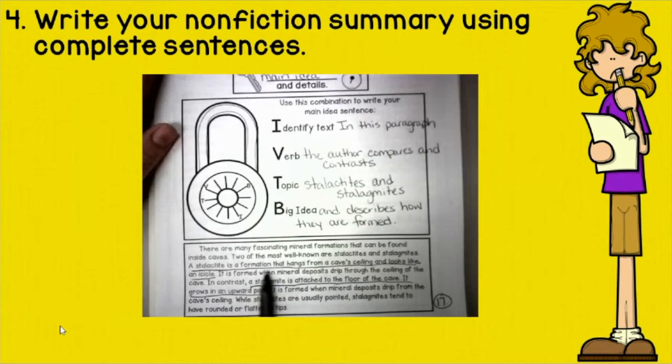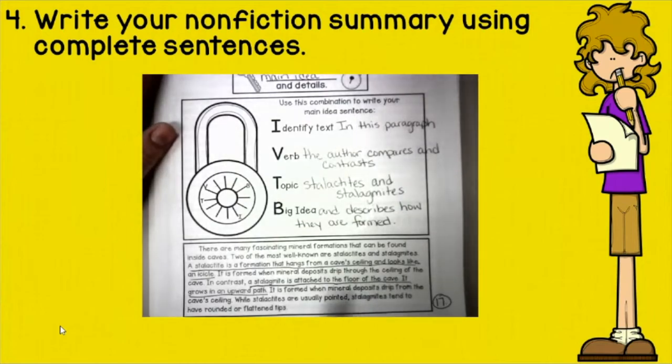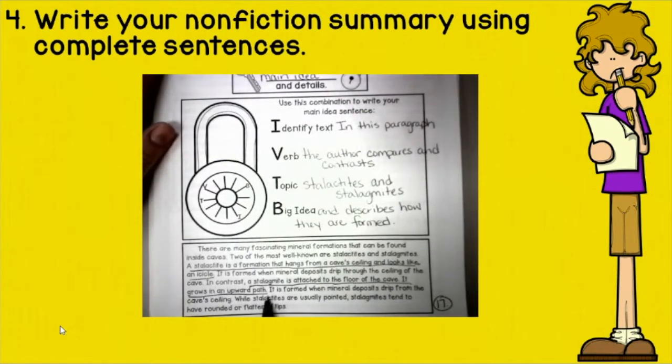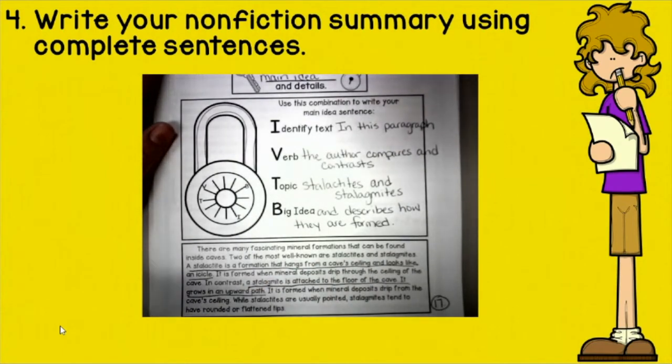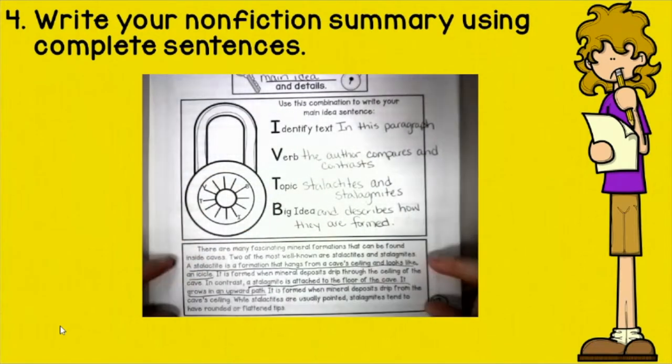A stalactite is a formation that hangs from a cave ceiling and looks like an icicle. A stalagmite is attached to the floor of the cave. It grows in an upward path. So that would be unlocking the full summary. Just remember, main idea plus 2 to 3 details is going to give you the summary you need.